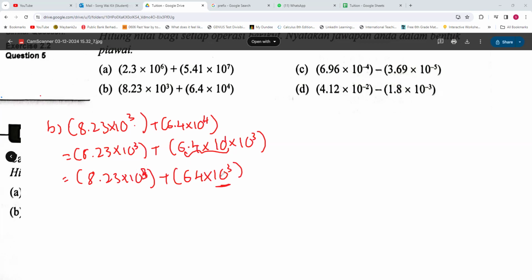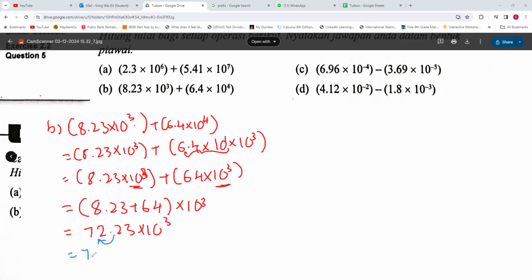So finally, we have both of them having the same powers. Then you can just write the numbers and add them directly while factorizing the 10 power 3 out. Then here, you will have 72.23 times 10 power 3. So again, we want to change this to a standard form number. I need to move this in by one more. So 7.223 times 10. Okay, and if you add 1 and 3, you get 4.